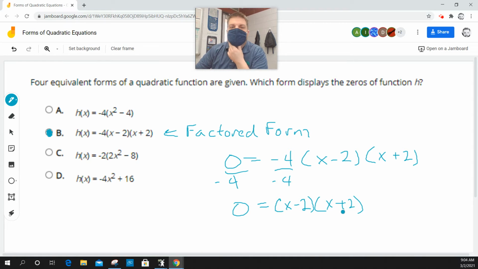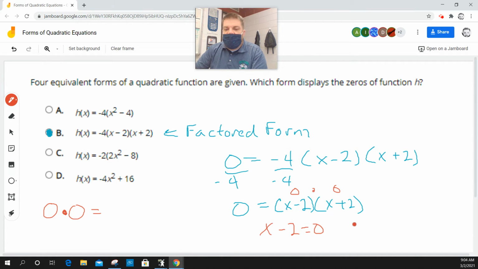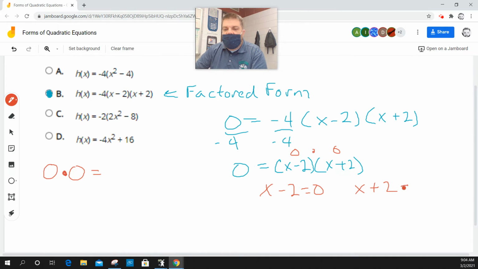And now what? Well, I got to remember, how do I get 0? Well, 0 is the product, or can be the product, of 0 times 0. In other words, this has to equal 0, and this has to equal 0. So in my next step, I just say x minus 2 equals 0, and x plus 2 equals 0. When I solve those, I get x equals positive 2 and x equals negative 2.